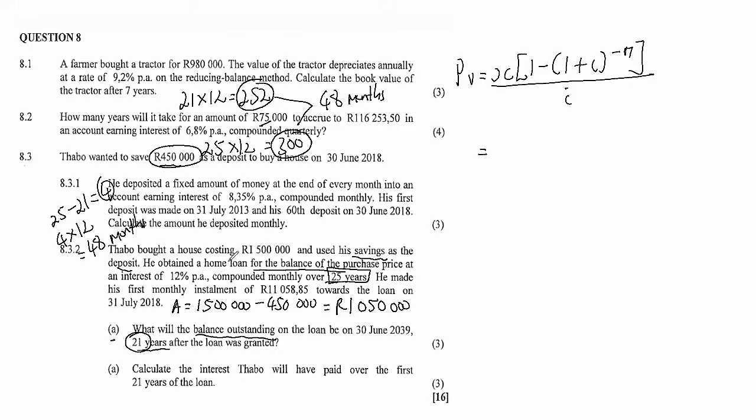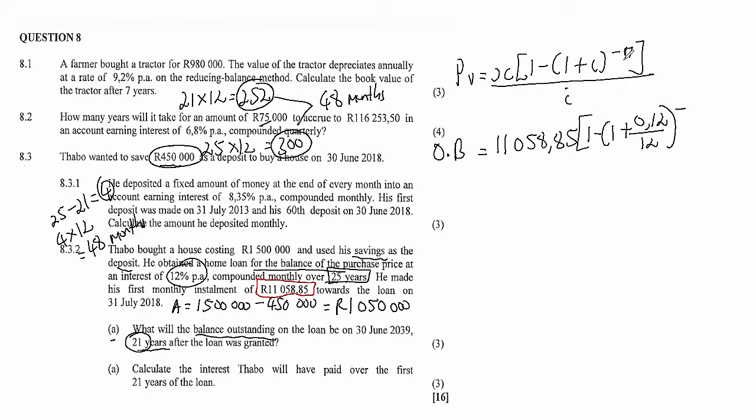Now the X here, they told us that the monthly installments being made is the monthly installments of 11,058.85. So that's what we want to substitute there for X, 11,058.85. Now let's indicate that what we are trying to find here is actually the outstanding balance. Now we have 1 minus 1 plus 12% interest. So that's 0.12 over 12 compounded monthly.